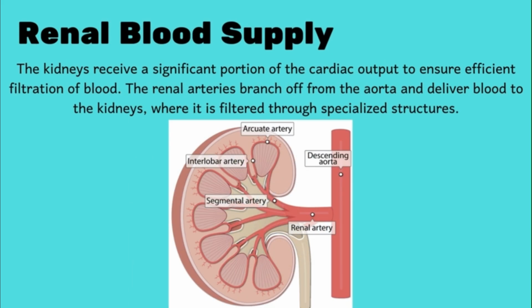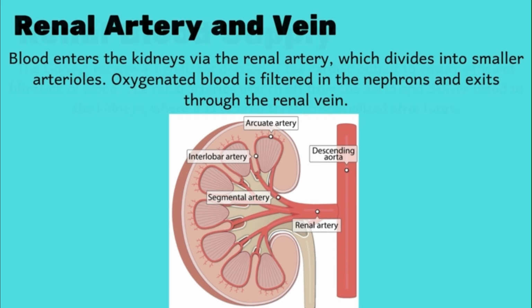Renal blood supply. The kidneys receive a significant portion of the cardiac output to ensure efficient filtration of blood. The renal arteries branch off from the aorta and deliver blood to the kidneys, where it is filtered through specialized structures. Renal artery and vein: blood enters the kidneys via the renal artery, which divides into smaller arterioles. Oxygenated blood is filtered in the nephrons and exits through the renal vein.